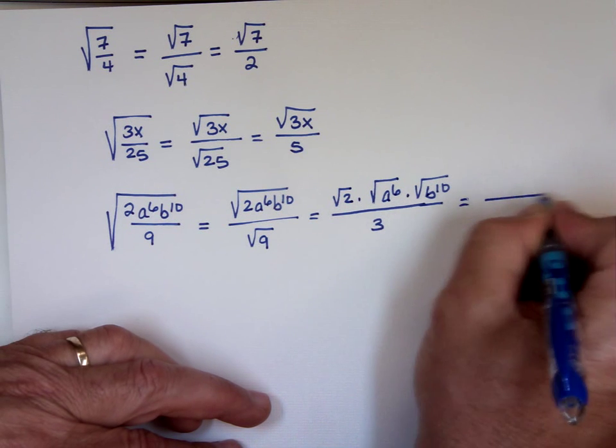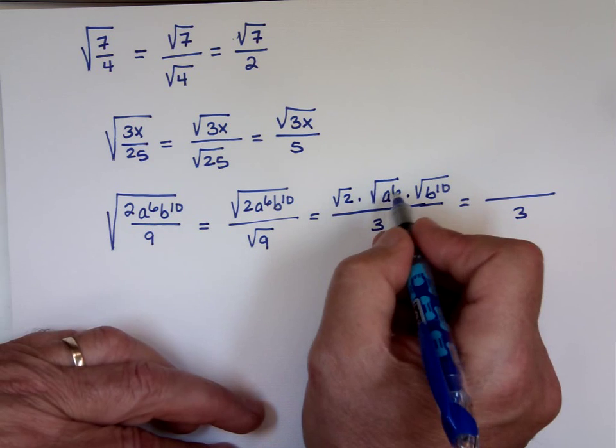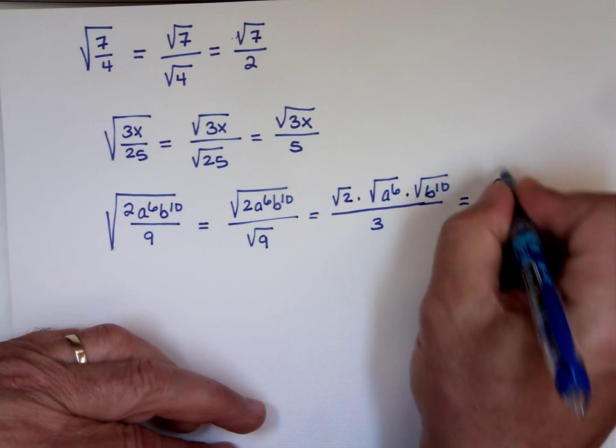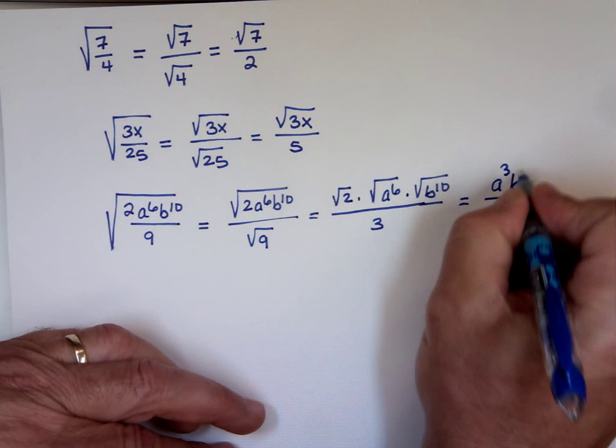Now let's look at a to the 6th. That will give me, divide the 6 by 2, that's a to the 3rd. Take the 10 divided by 2, that's b to the 5. And what's left is the square root of 2.